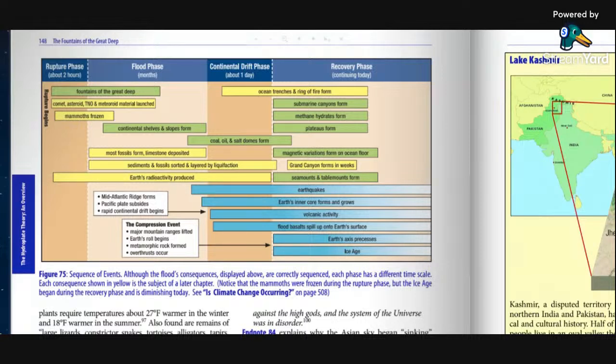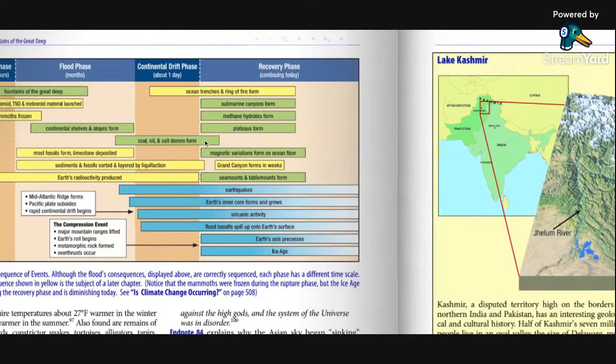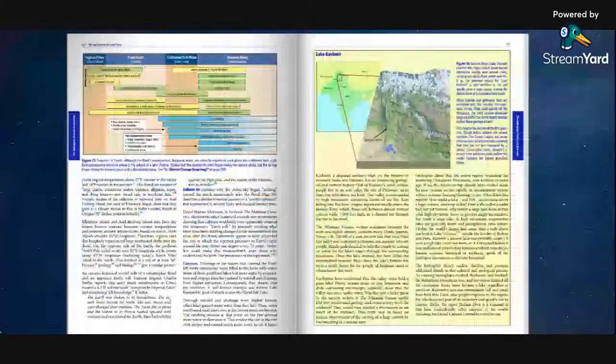So again, that's Dr. Walt Brown's 9th edition of In the Beginning, Compelling Evidence for a Creation and a Flood.